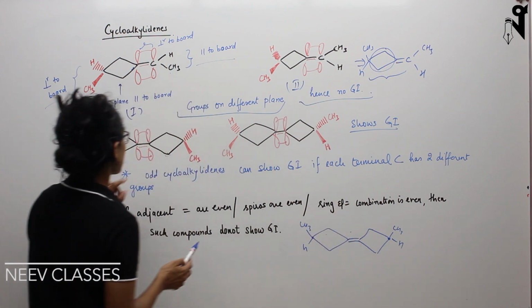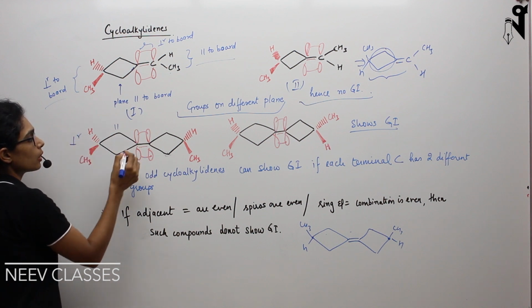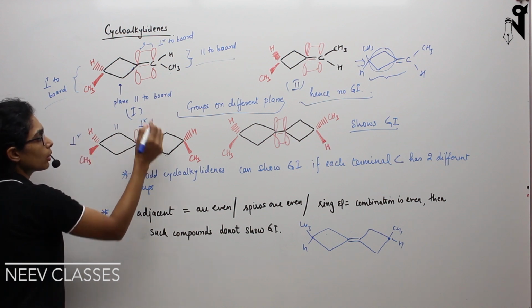Now we will see the orbital diagram of it. If this is parallel to the plane, this is going to be perpendicular. The pi bond formed will be perpendicular.